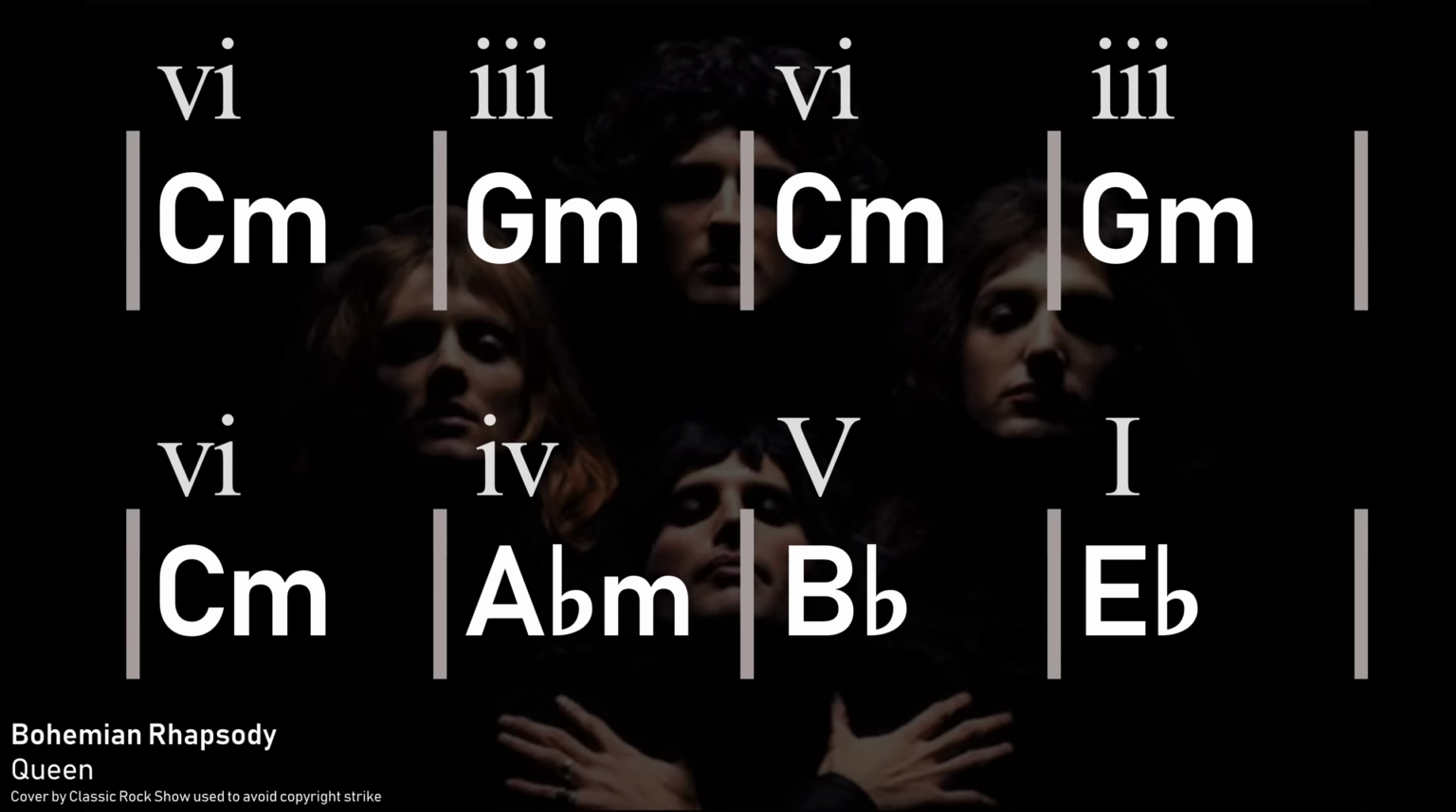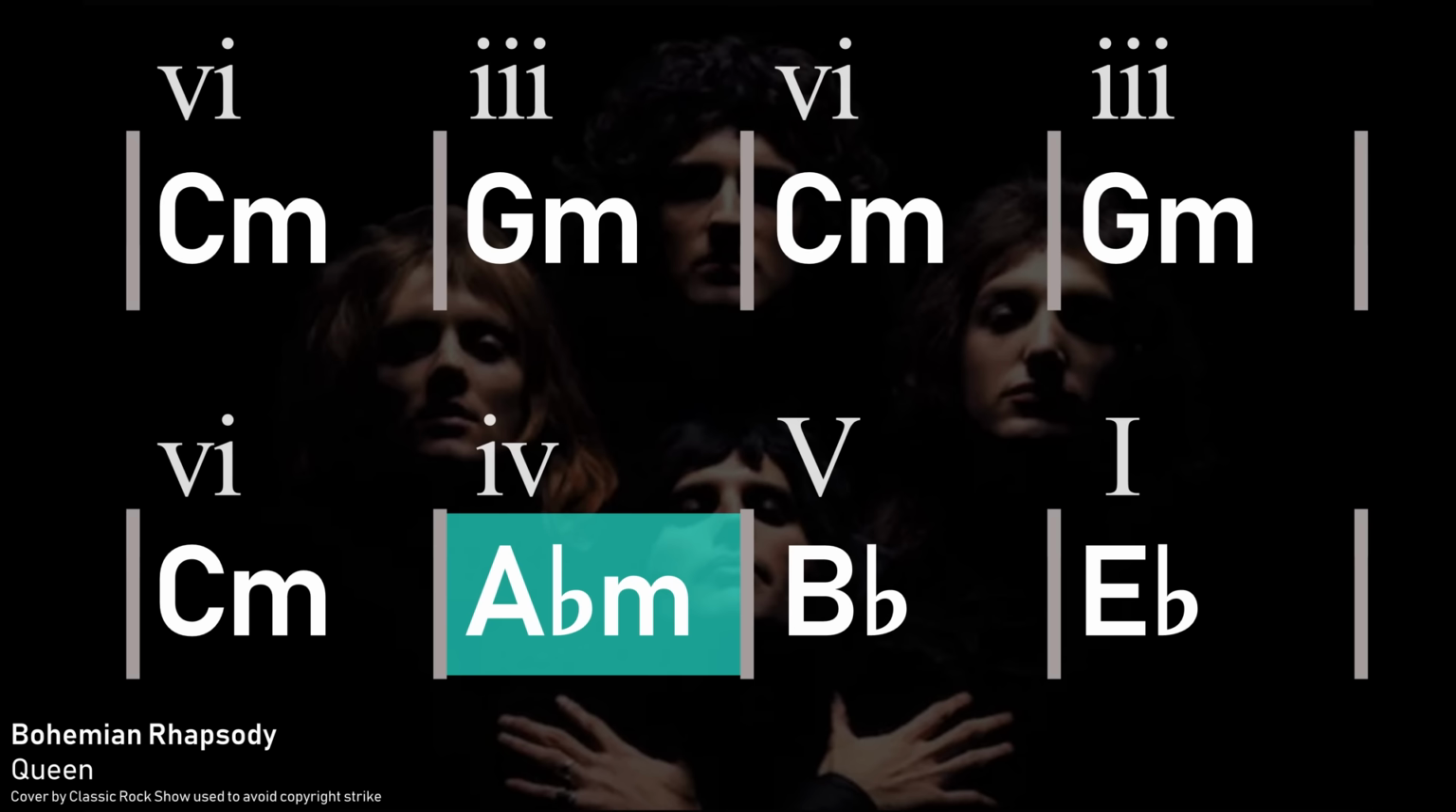A great example of the minor four chord is in Bohemian Rhapsody, right at the end of the song. In this example, we're in the key of E flat major, so the four chord would usually be A flat major, but here instead we get A flat minor. And we get this absolutely gorgeous sort of longing moment right at the conclusion of the song.